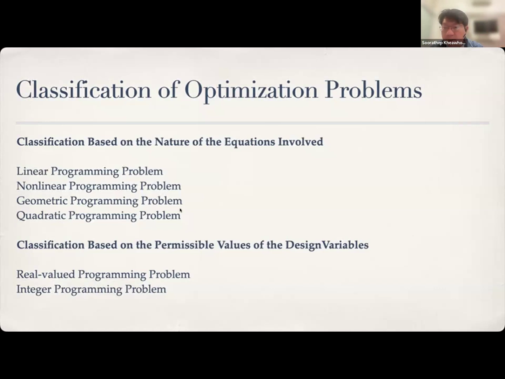Or the quadratic programming problem, you can guess from the name. What does it mean? Quadratic is a quadratic function, so the objective function must be a quadratic function. So we call it quadratic programming. And what else? We can classify the optimization based on the permissible value of the design variables. I explained this already. It's the real value programming problem and integer programming problem. I should explain it here, but I explained it before.